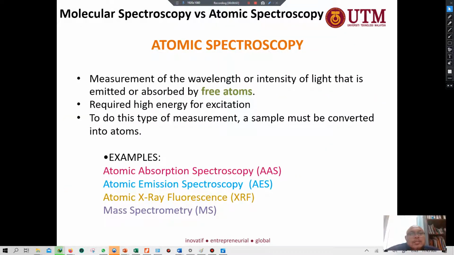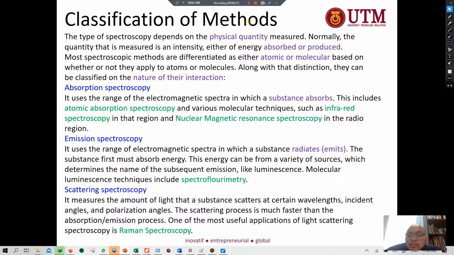Alright. Next, we will learn about the differences between molecular spectroscopy and also atomic. Based on the name, I think you guys can differentiate already. Molecular spectroscopy is for molecules, meanwhile atomic spectroscopy is for atoms. Okay, we can imagine it like this. For example, the compound is NaCl.